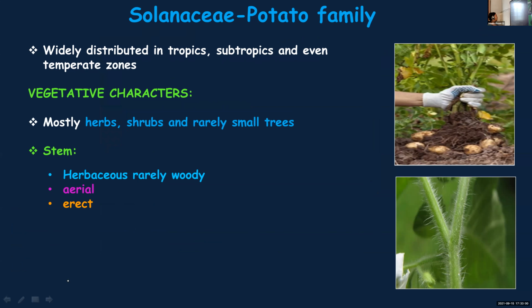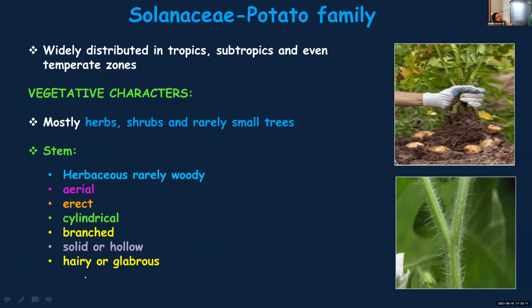It's an aerial, erect, cylindrical stem. Then it is branched, and the stem can be either solid or hollow inside, and the stem can be hairy or glabrous. Here you can see the picture of a hairy stem. Hairy means presence of hairs, as you can see in the picture. Glabrous means when hairs are absent, free of hairs.